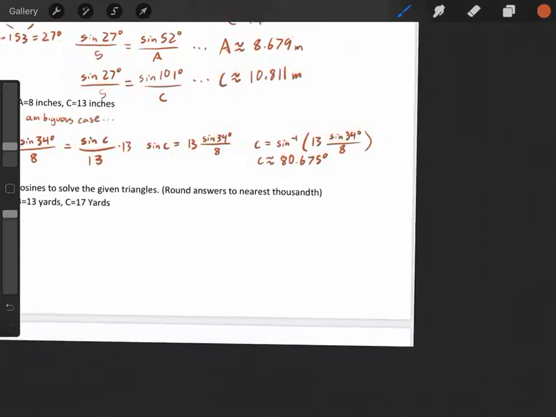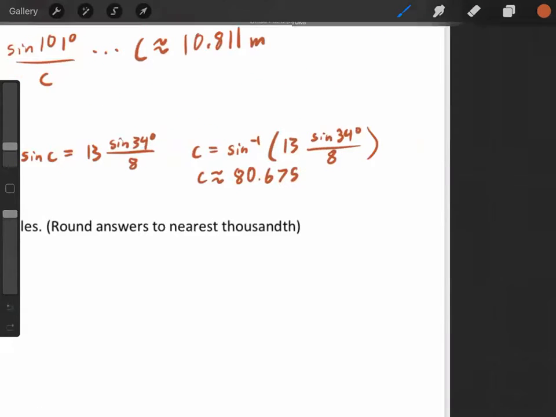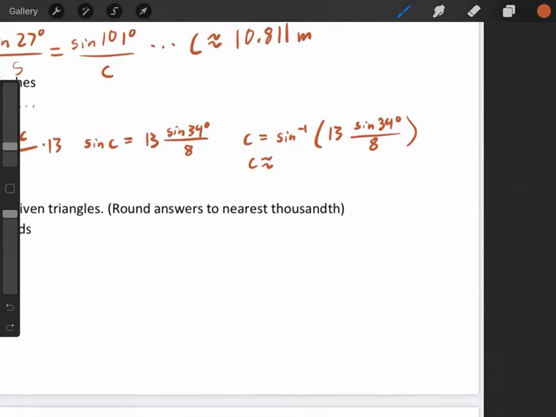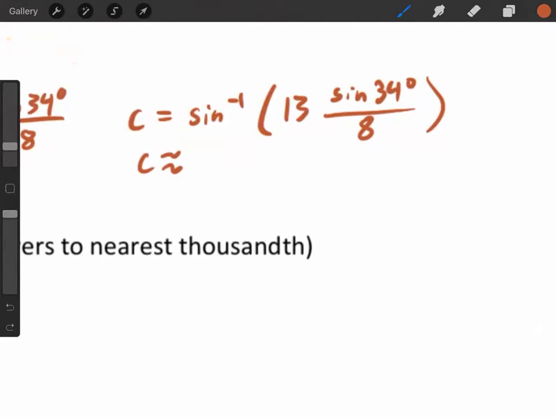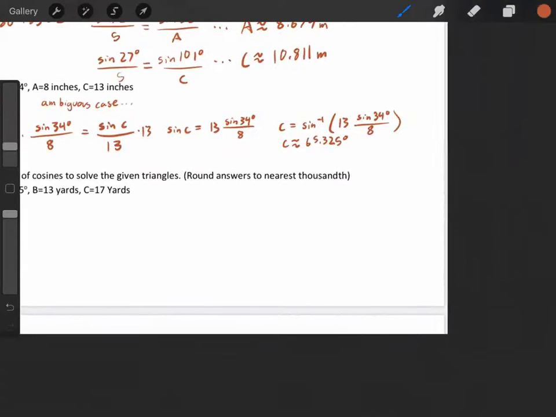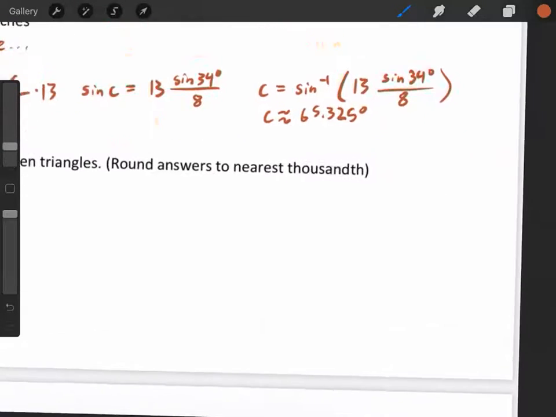Oh, whoops. Sorry, I skipped a step. Plugged in the wrong number. So we find out that this is actually 65.325 degrees, not 80, because 80 is our last remaining angle in this solution.